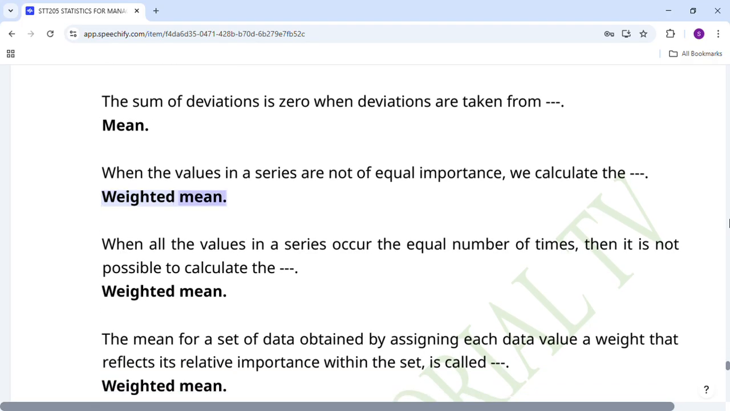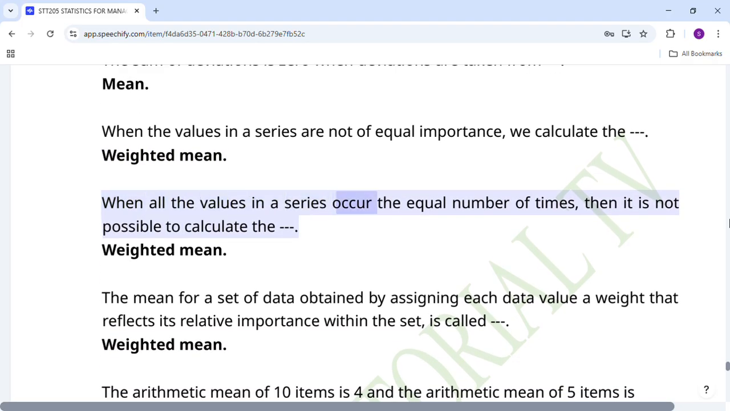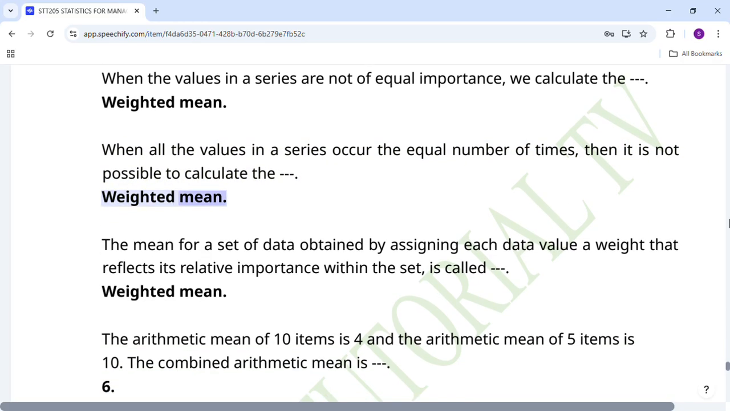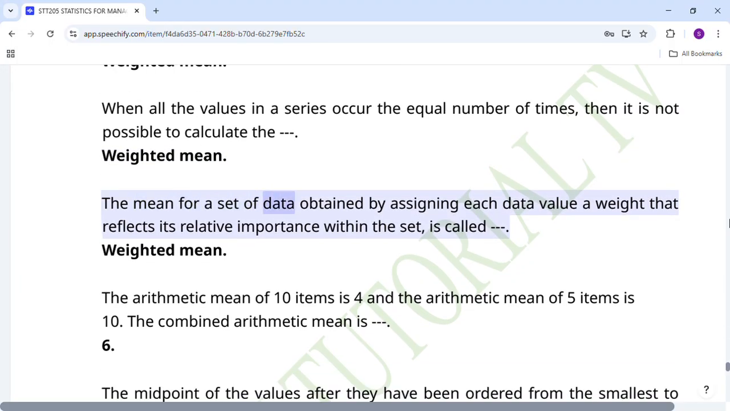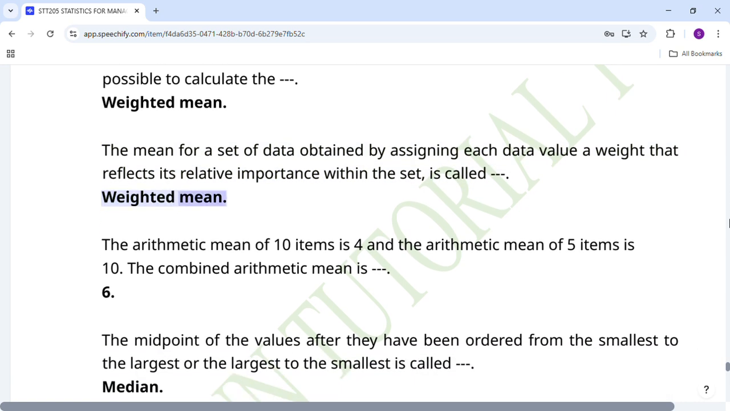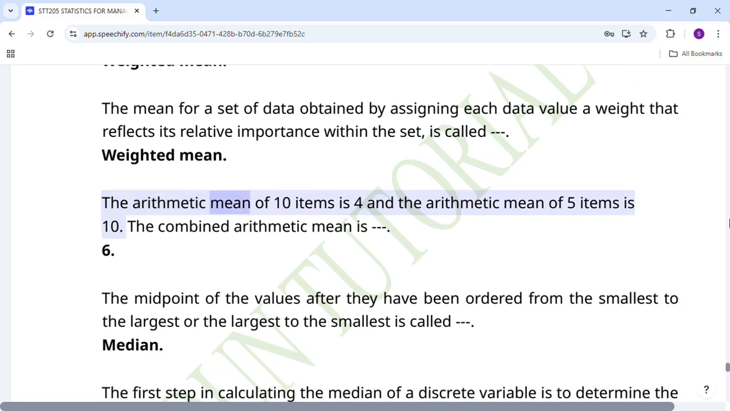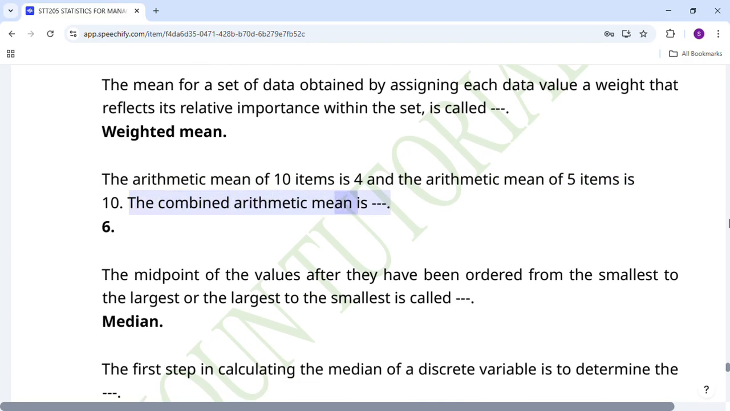When all the values in a series occur the equal number of times, then it is not possible to calculate the weighted mean. The mean for a set of data obtained by assigning each data value a weight that reflects its relative importance within the set is called the weighted mean. The arithmetic mean of 10 items is 4 and the arithmetic mean of 5 items is 10. The combined arithmetic mean is 6.